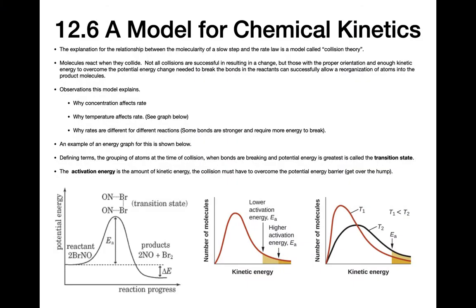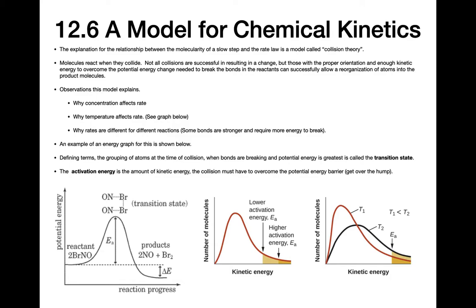All right, we've got the last bit of the notes for Chapter 12, 12.6 and 12.7. So as you know, we've transitioned from more of the math to talking more about the theory behind chemical kinetics. This is definitely very theoretical. In fact, we call it collision theory. It's our model for how chemical kinetics works. It's going to show the relationship between the molecularity of a slow step of a mechanism and the rate law. And it's a model called collision theory.